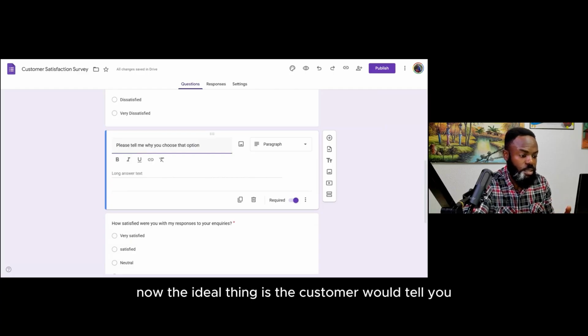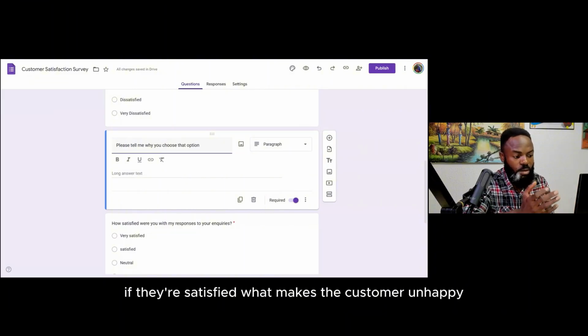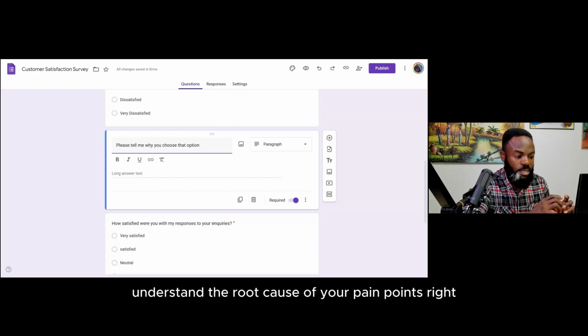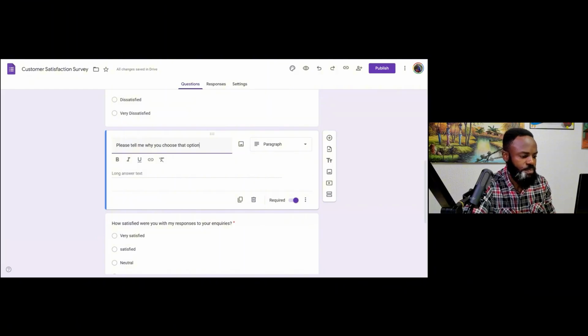Now, the ideal thing is the customer would tell you what makes the customer happy if they're satisfied, what makes the customer unhappy if they are very dissatisfied. And with that information, you can begin to understand the root cause of your pain points, right? And with that information too, you can begin to ask yourself, how do I correct this particular issue?